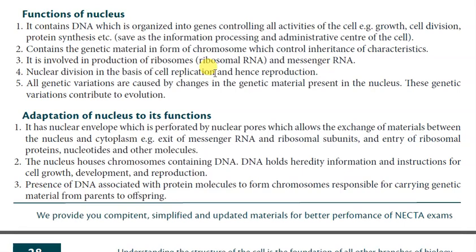So cell division is the basis of reproduction, and even the basis of the organism's growth, because you have mitosis, which always results in the growth of an organism, and you have meiosis, which always results in formation of the reproductive cells. So any category of reproduction which you know in the world requires nuclear division and cell division. Then number 5, all genetic variations are caused by change in the genetic material present in the nucleus. So the genetic variations are very important because they contribute to evolution.